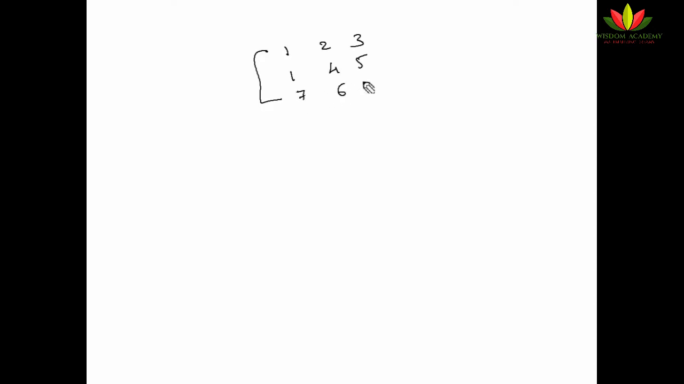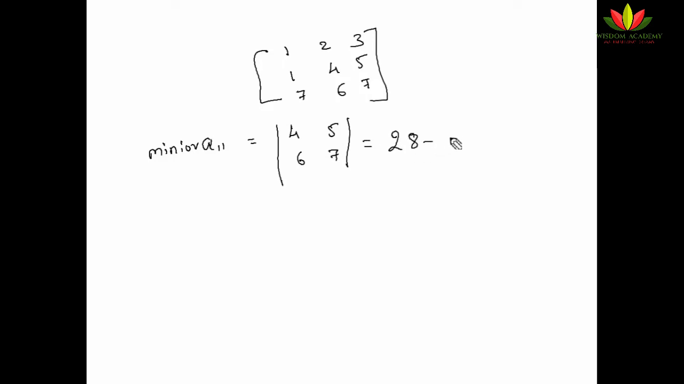We can take this as a 3 by 3 matrix. Now I want to find the minor of all the elements. So the minor of 1, that is the first element here, or I can even take it as A11. I will leave the first row and first column. What is remaining then? 4, 5, 6, 7. I know how to find the minor of this 2 by 2 matrix: it is 28 minus 30, which is going to be minus 2.